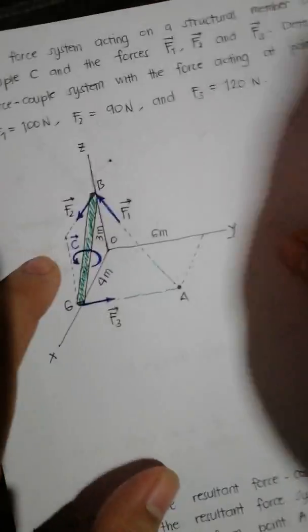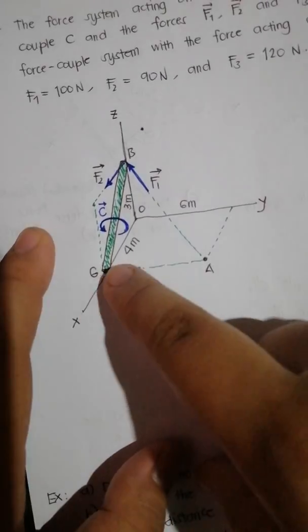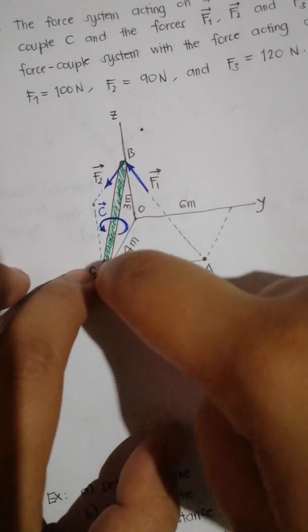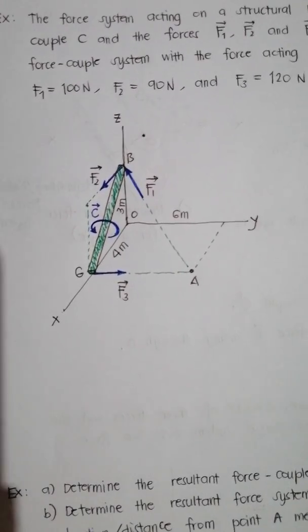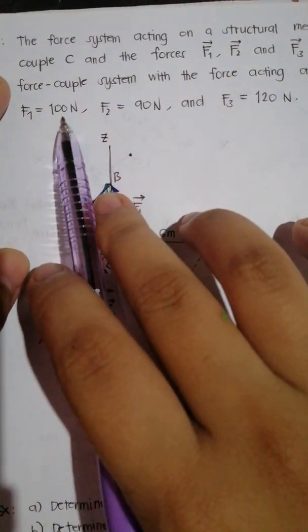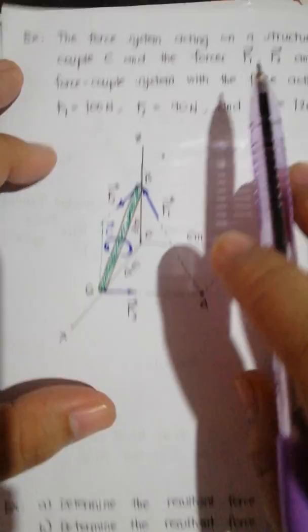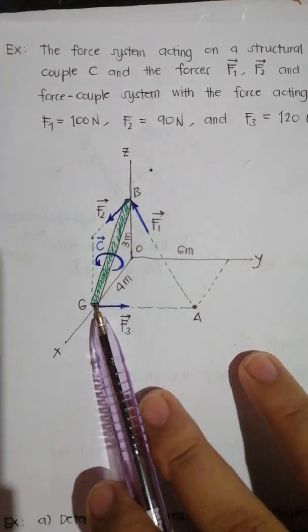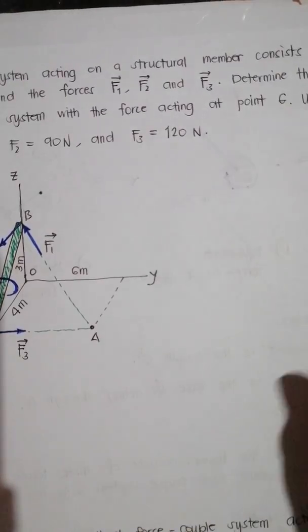So, we're going to determine the equivalent force couple system with the force acting at point G. So, you have to transfer all of the forces at point G. And the magnitudes of these forces are here. So, just refer to it later. So, what the problem wants is for us to transfer all of the forces to point G to make it concurrent. And then we get the resultant force couple system.